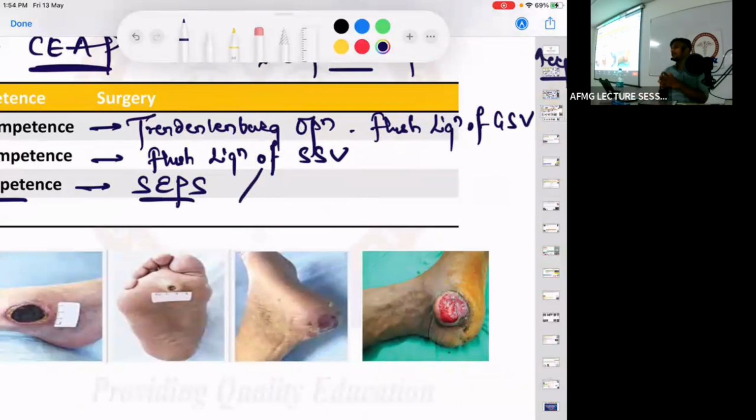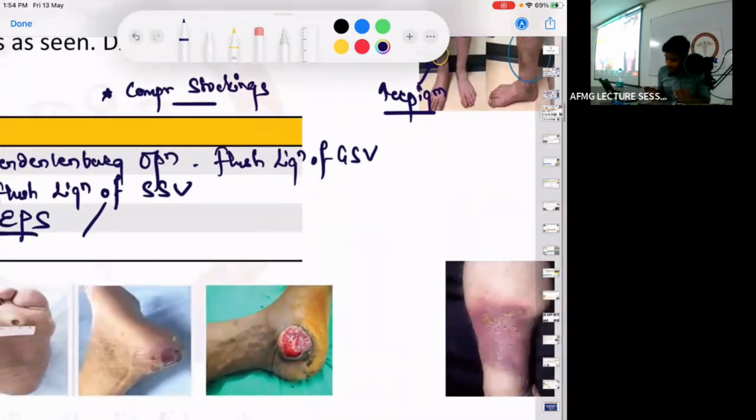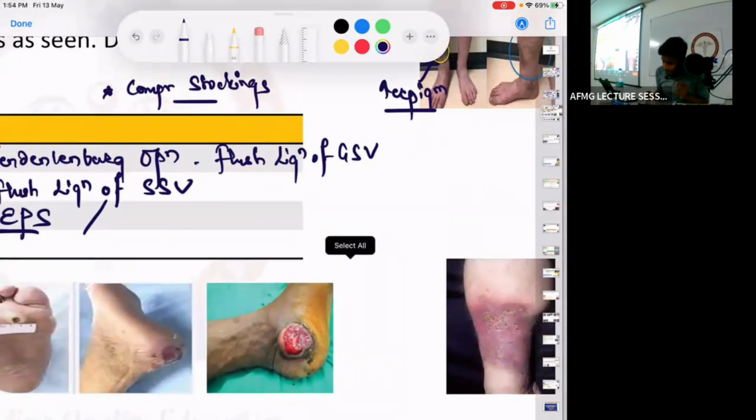Which perforator is present in the mid thigh? Hunterian. Mid thigh, it is the Hunterian perforator. Above knee it is the Dodd perforator. Below knee it is the Boyd's perforator. And at the level of medial malleolus it is the Cockett's perforator. So at least remember the names, okay? The names of the perforators should be remembered, important.